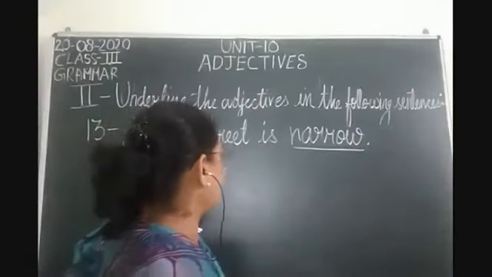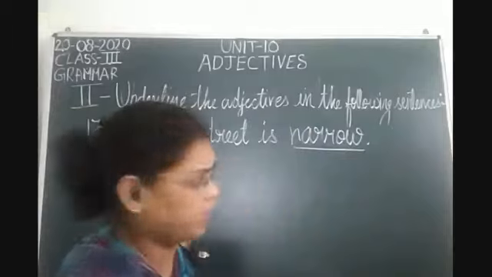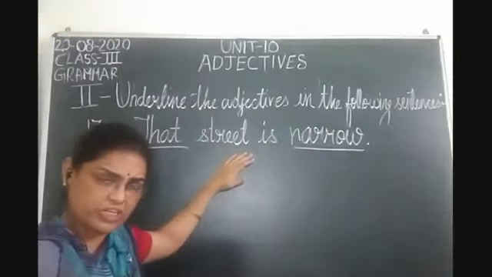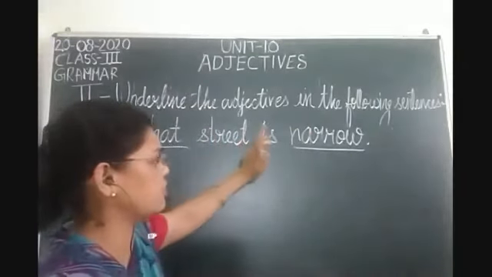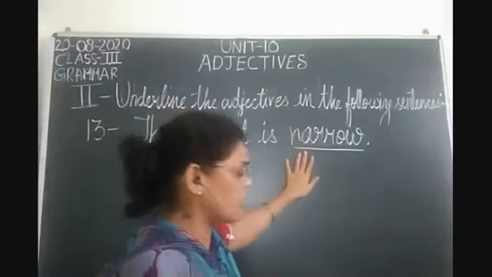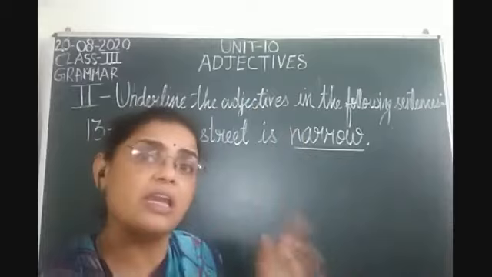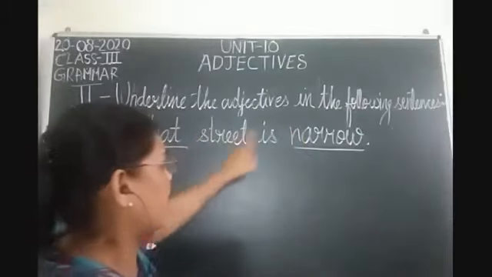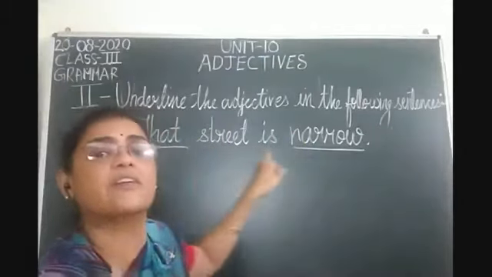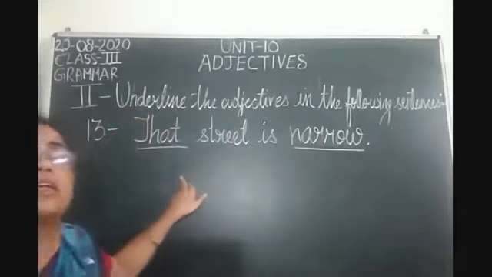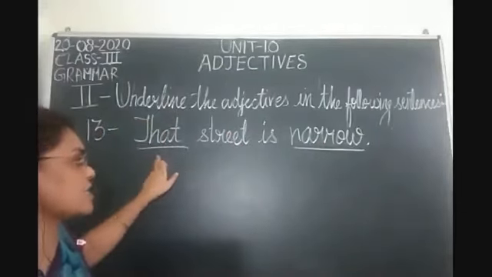So that point out कर रहा है adjective, and that के बाद street है, noun है, and the word which describes the street is narrow. Narrow quality बता रहा है कि street कैसी है, narrow है. So that and narrow, these are the two adjectives in sentence number 13. So please underline that, narrow.